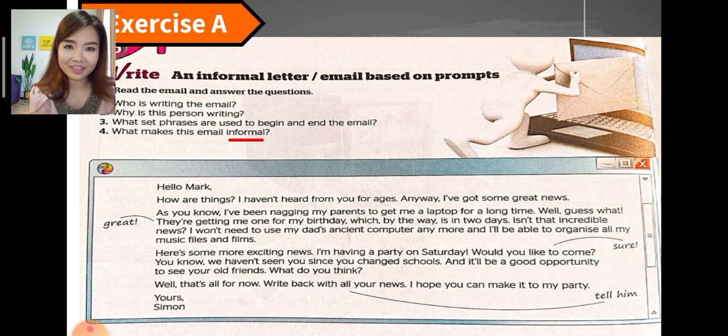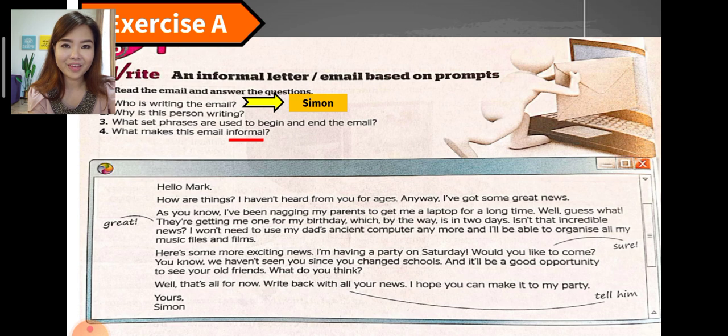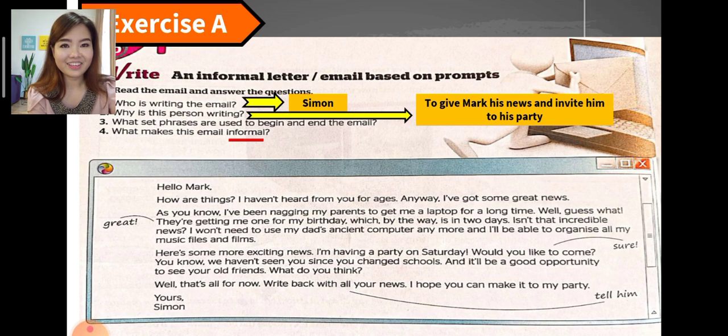Now, after having read the email, let's go back to the questions that we've seen earlier, number 1 to 4. Question 1. Who is writing the email? Yes, it's Simon. Okay, you can tell by looking at the name below the email. Number 2, why is this person writing? Why is Simon writing to Mark? Have you got your answers? Yes, it is to give Mark his news and invite him to his party.